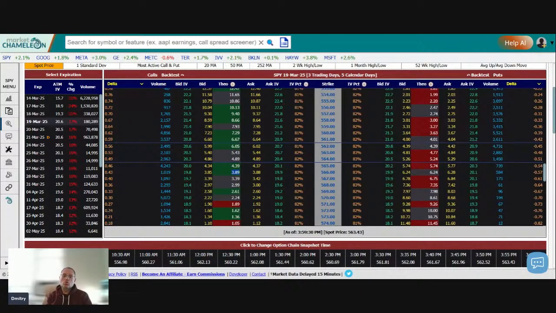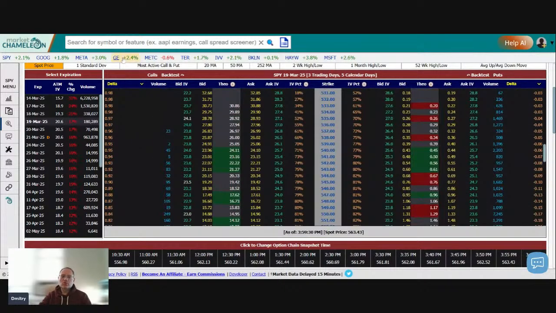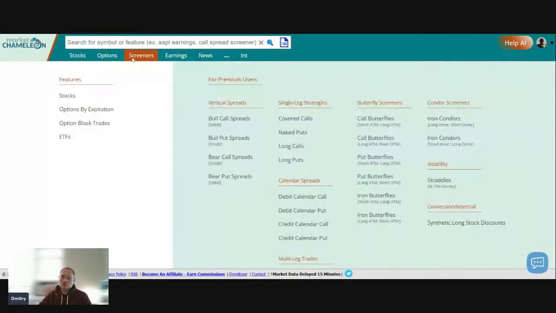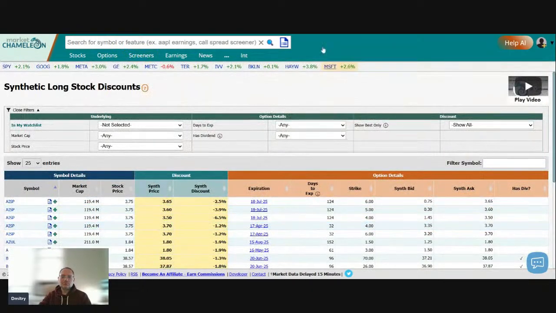So this is one reason that something like this could show up. I'll show you a different way where the Black-Scholes model will show up, where it's a hard to borrow situation. So let's say we have a report here under options, under screeners. It's called synthetic long stock discounts.